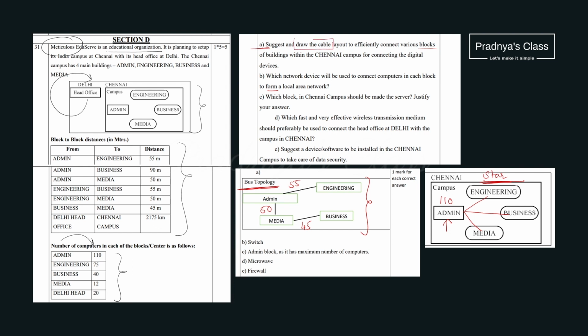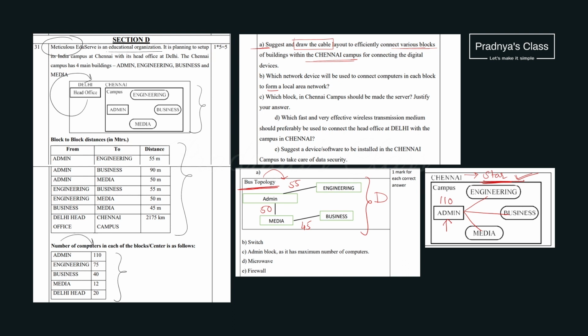Suggest and draw the cable layout efficiently to connect various blocks of the Chennai campus. There are different topologies. Out of that you can suggest any one. If we go ahead with bus topology, it is depending on the distance between the blocks. Try to find out the minimum distance between these blocks and connect it. The second choice, we can go ahead with the star topology. I would suggest always to go with star topology.